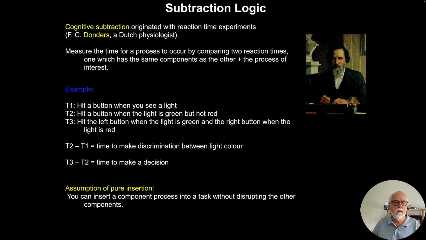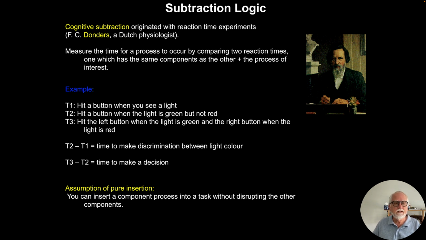So for instance, let's say T1, task 1, is you're supposed to hit a button when you see a light. Task 2 is you hit a button when the light is green but not red. And task 3 is to hit the left button when the light is green and the right button when the light is red. Well, if you take T2, the amount of time it takes you to hit the button when the light is green but not red, and subtract the amount of time it just takes you to hit a button when you see a light, that helps you then measure the amount of time it takes to make a discrimination between light color.